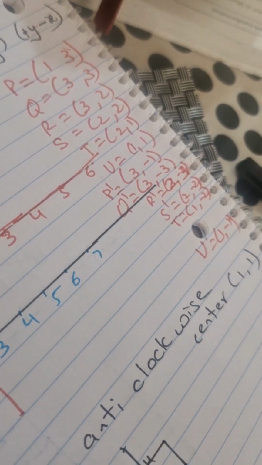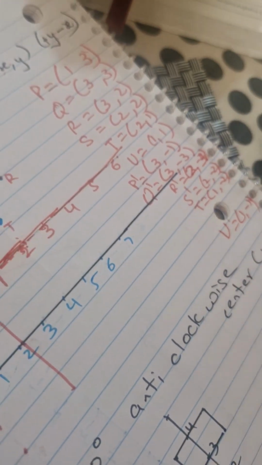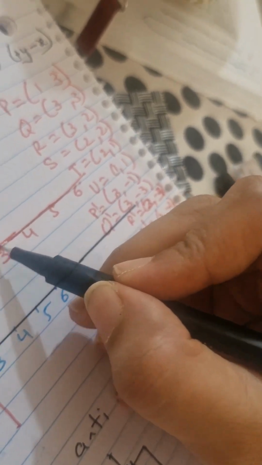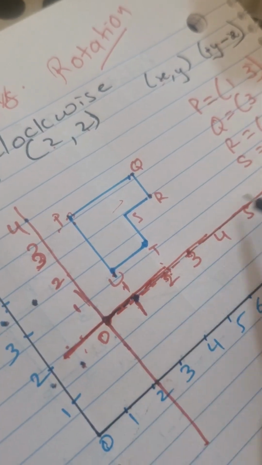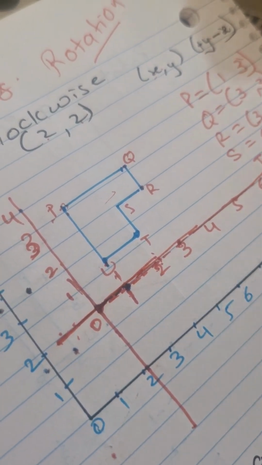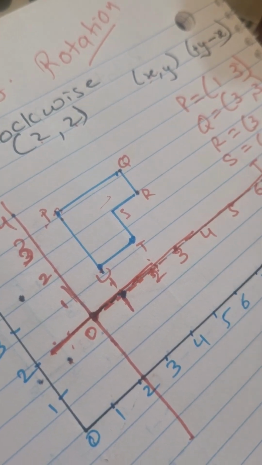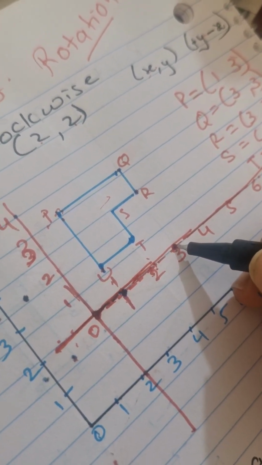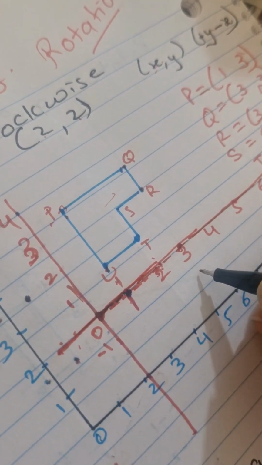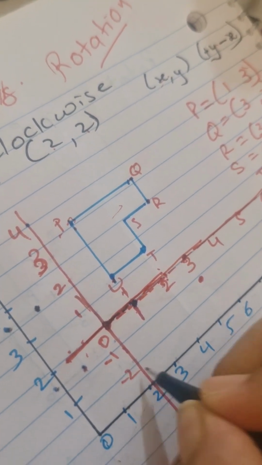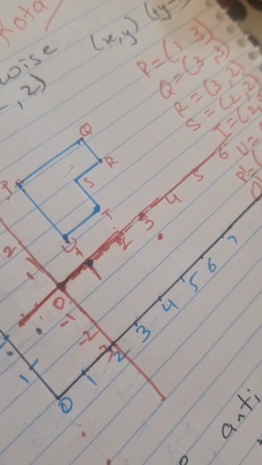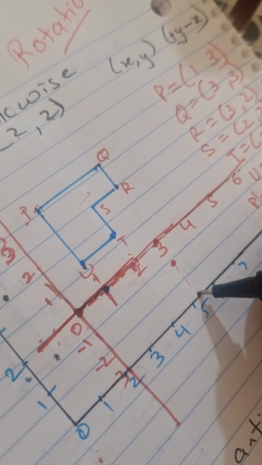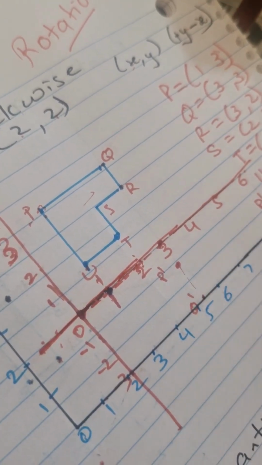So let me now draw the new shape with my new coordinates. P prime is 3 and negative 1. Use this line, children. Now the imaginary line which you have drawn to rotate, use this line to draw your new image. So P prime is 3 and negative 1, negative 2, negative 3. Now Q prime is 3 and negative 3. Okay, this is P prime, Q prime.